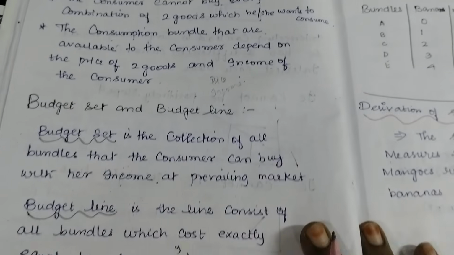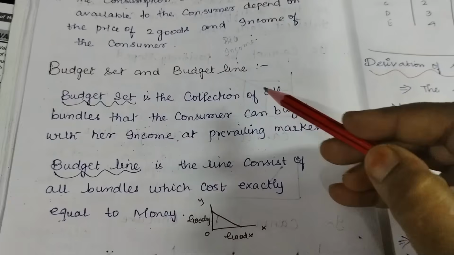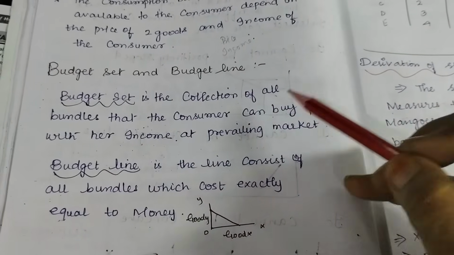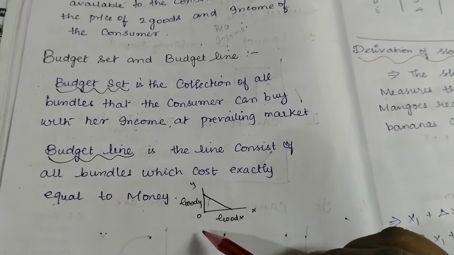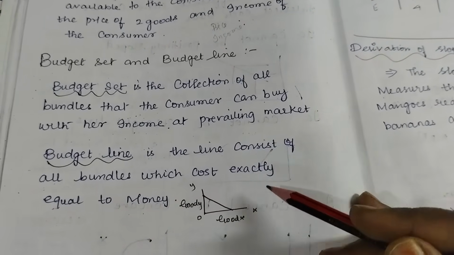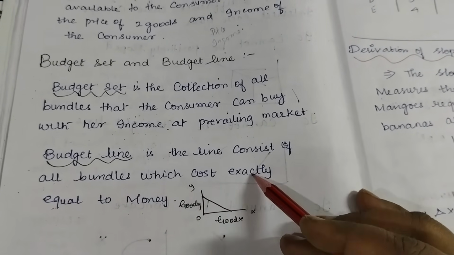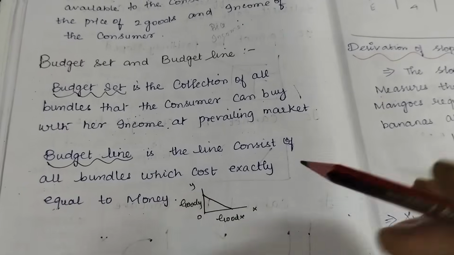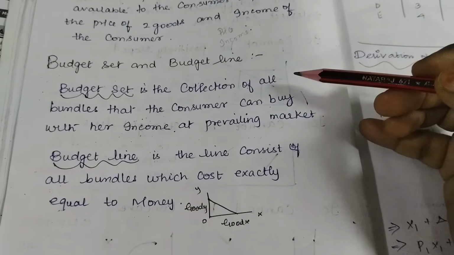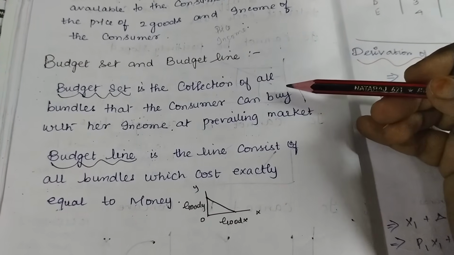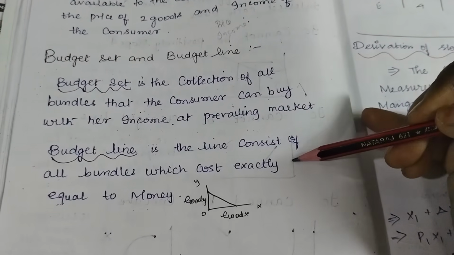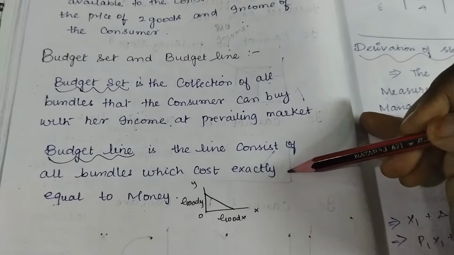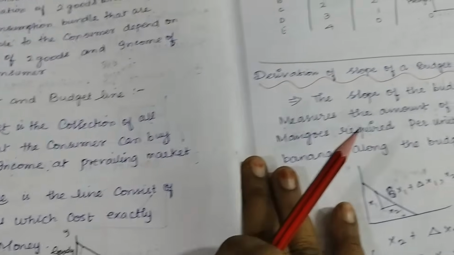Okay, so budget set and budget line. The budget set is the collection of all bundles that the consumer can buy with the income at the prevailing market prices. The budget line is the graphical representation of the bundles which cost exactly equal to income. So the budget set is the collection of bundles the consumer is able to buy from the income at the available market prices, and its graphical representation is called the budget line.